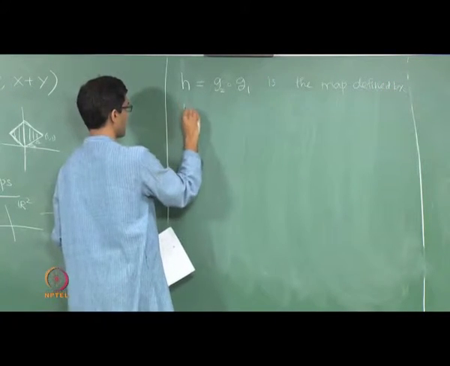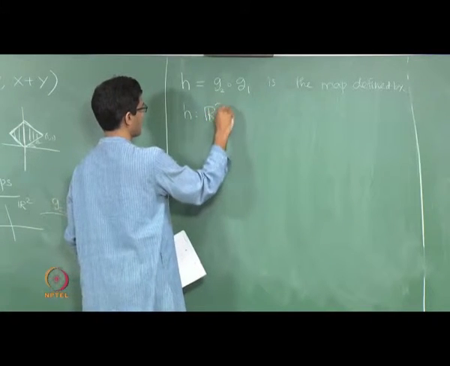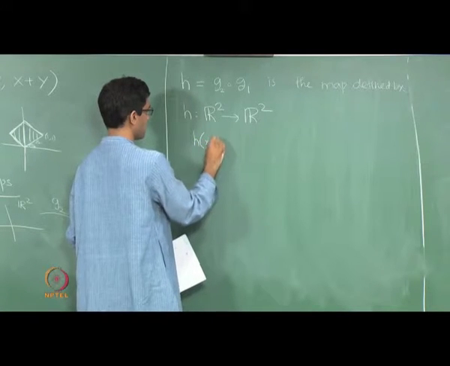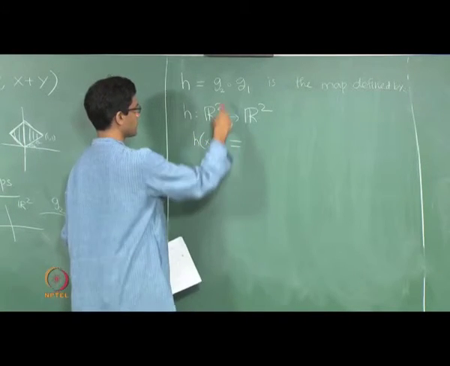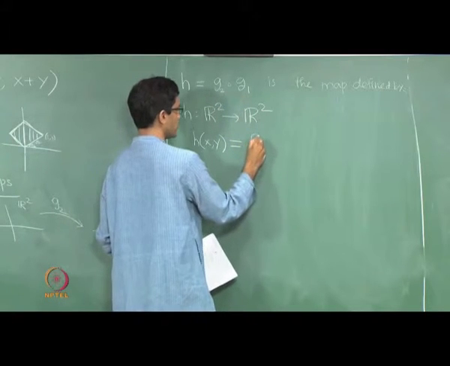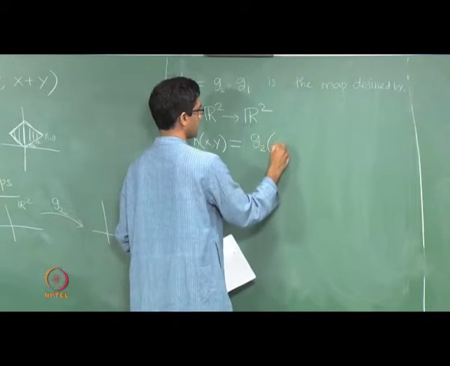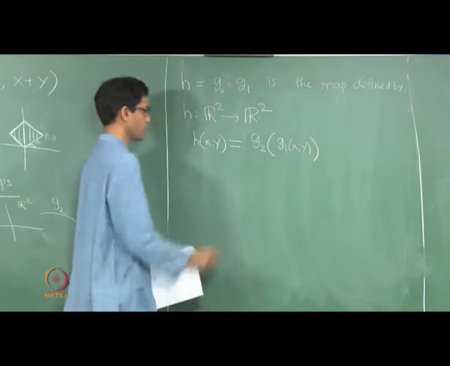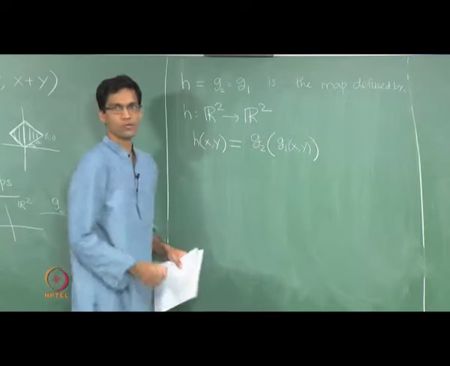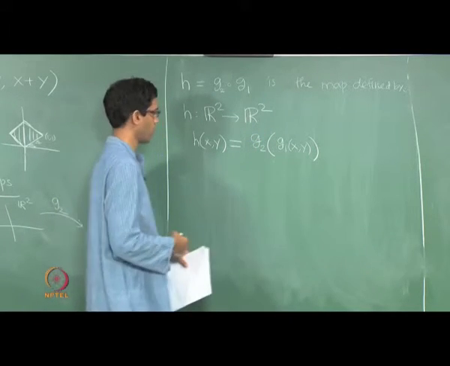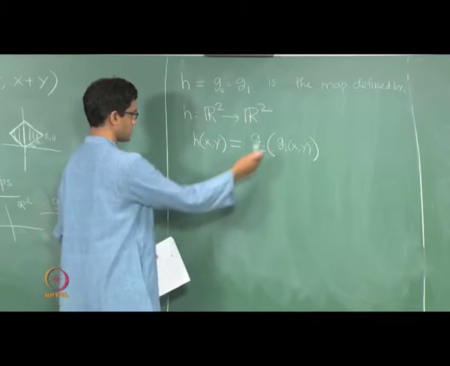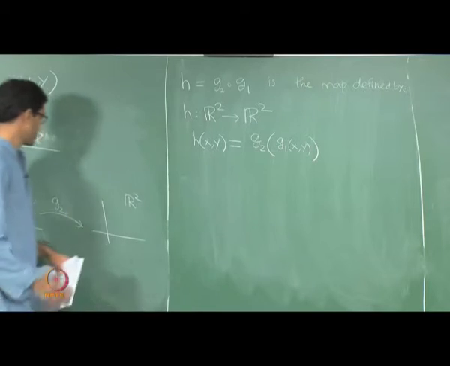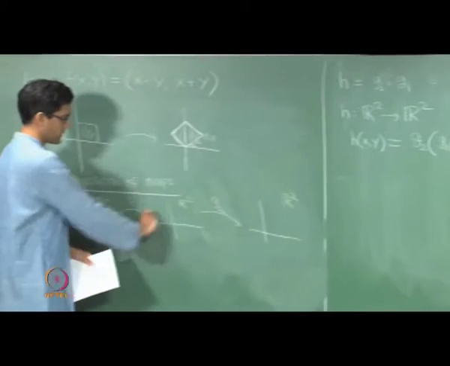so firstly where is it a map from? It is again a map from R2 to R2. And what does it do? It takes a point x comma y on the plane and sends it to g2 evaluated at whatever g1 does to x comma y. So, this is the usual notion of composition. You follow one map up by the second one. So, you apply g1 first and then you apply g2.